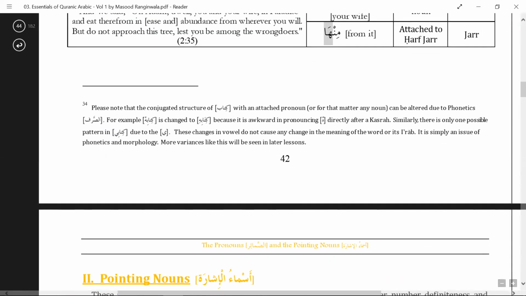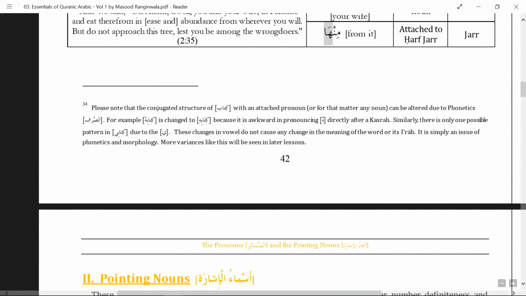Please note that the conjugated structure of kitab with an attached pronoun, or for that matter any noun, can be altered due to phonetics, which is called sarf. For example, kitabihu will change to kitabihi because it's awkward pronouncing hu directly after a kasra. Similarly, there is only one possible pattern in kitabi. Whether it's kitab in rafa, kitab in nasb, or kitab in jar, when you attach and make it my book, it is always kitabi.